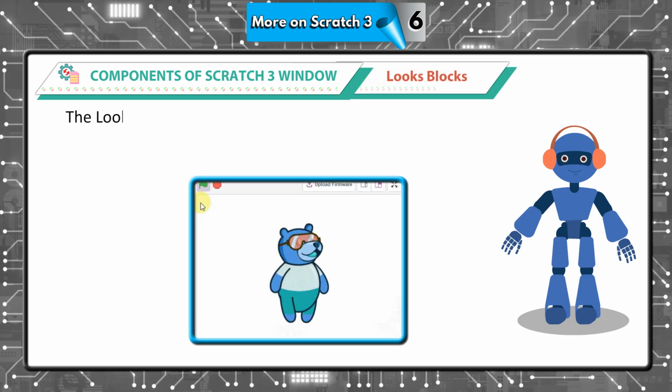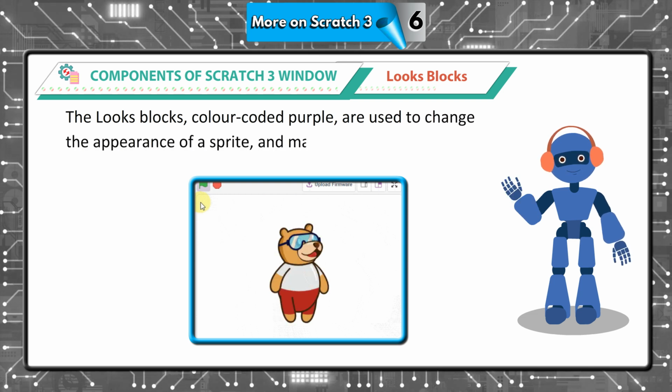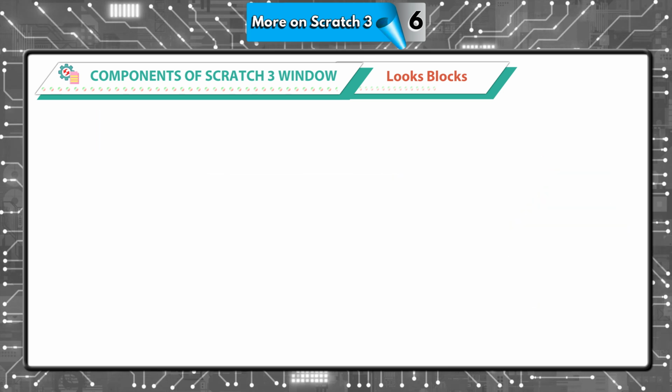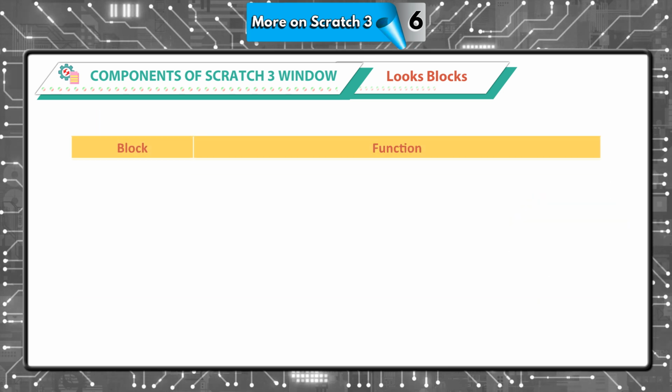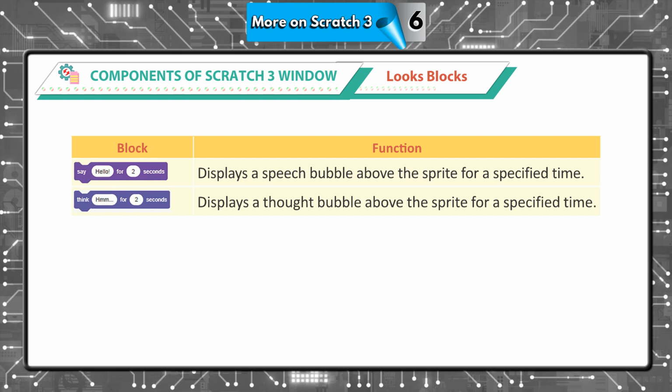Looks blocks. The looks blocks, color-coded purple, are used to change the appearance of a sprite and make it speak and think. Block, function. Say hello for 2 seconds displays a speech bubble above the sprite for a specified time. Think hmm for 2 seconds displays a thought bubble above the sprite for a specified time.